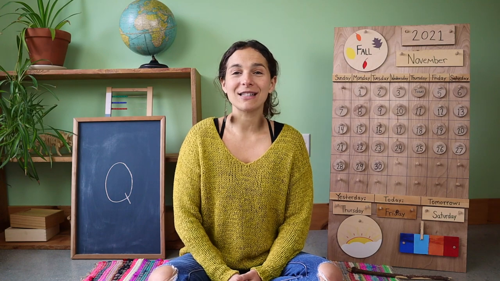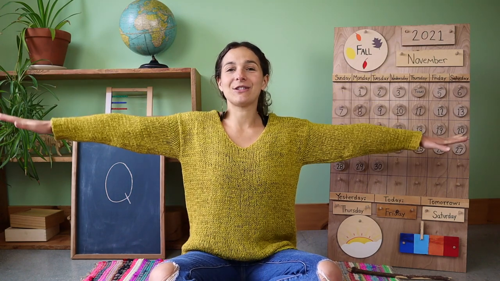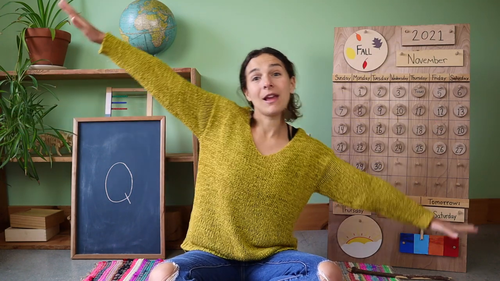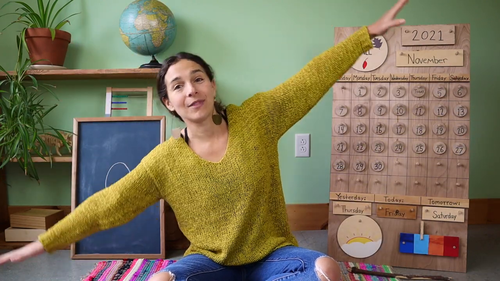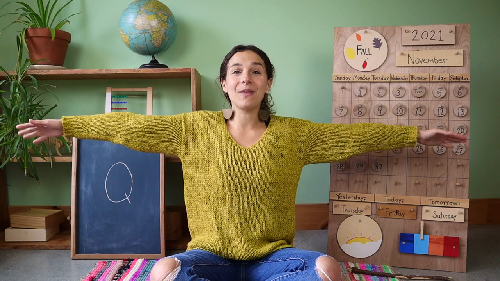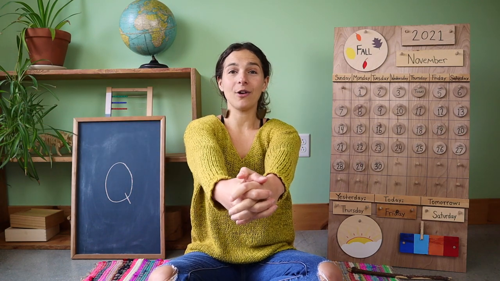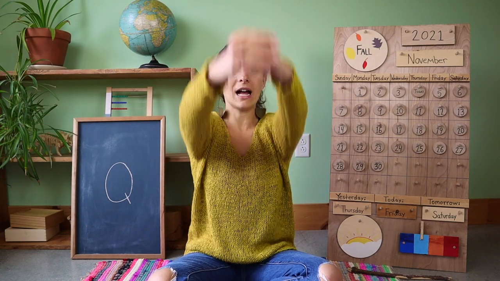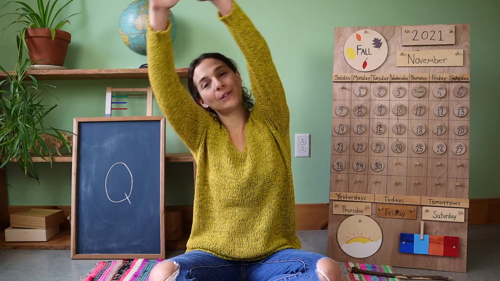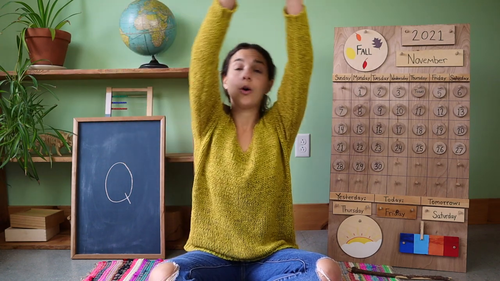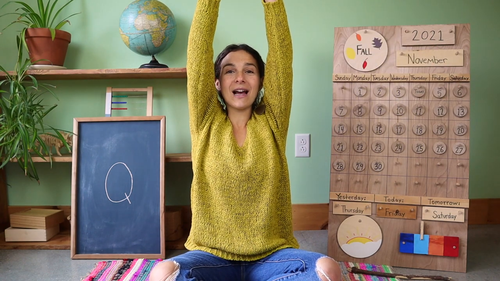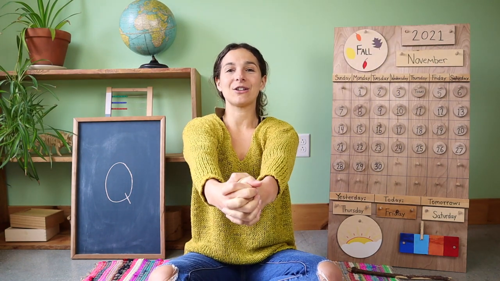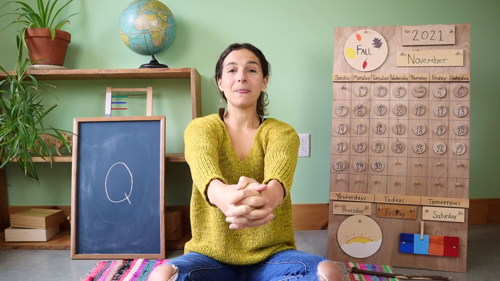Let's sing our good morning song together. We're going to stretch our arms out like airplane wings. Fly to this side, over to the other side, fly back to the middle. Big stretch out in front. Now take that circle up over your head. We'll stretch on this side, over to the other side. Last stretch up at the top. And now let's bring the circle back down and sing together.